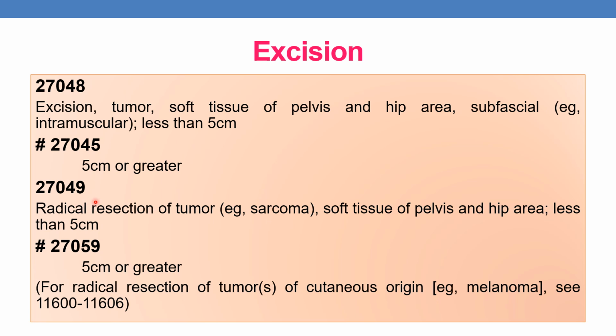Next CPT is 27049. It deals with radical resection of tumor, for example sarcoma, soft tissue of pelvis and hip area less than 5 centimeters. And if it is 5 centimeters or greater, the CPT is 27059. After 49 it is 59.